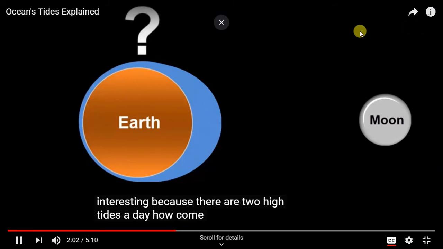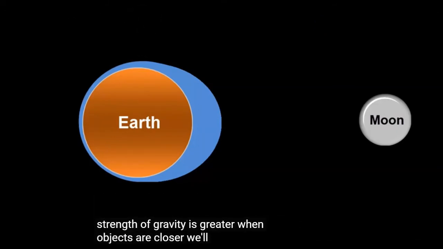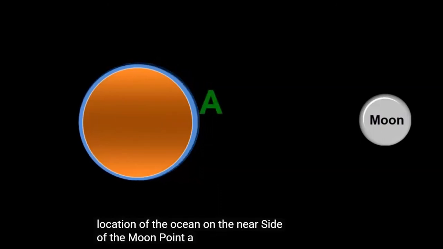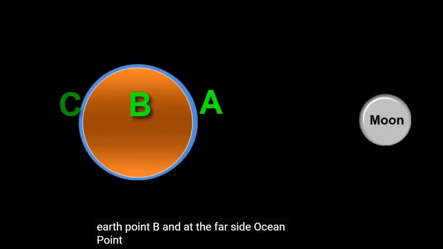How come? This is because the strength of gravity is greater when objects are closer. We'll call the location of the ocean on the near side of the moon point A, at the centre of the Earth, point B, and at the far side ocean, point C.